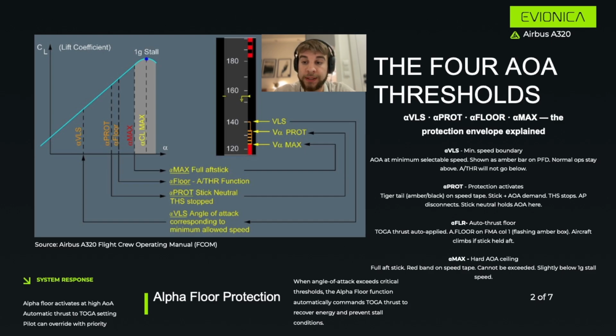Alpha floor triggers automatic TOGA thrust through the autothrust system, providing additional energy to prevent further speed decay. Finally, alpha max represents the maximum allowable angle of attack. Even with full aft side stick, the limit cannot be exceeded. Together, these thresholds define the safe operating envelope of the aircraft.